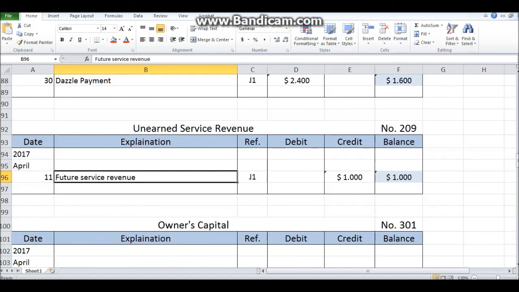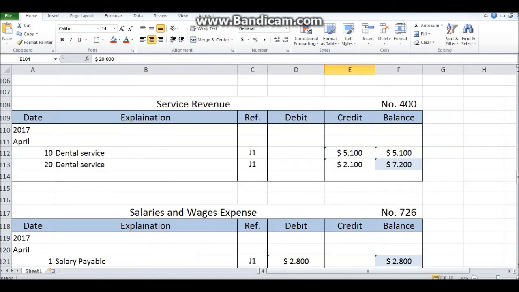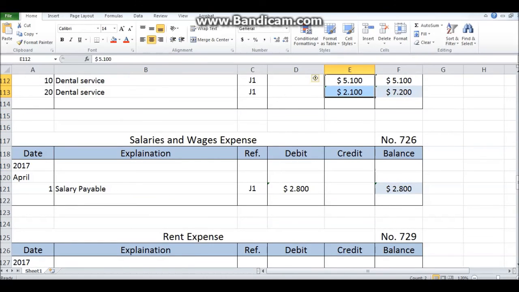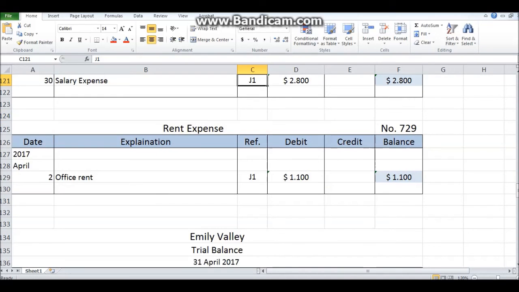they receive cash in advance but they haven't performed the service yet. Owner's capital, you have the investment in the first place, 210,000. Service revenue, you have two transactions on the 10th and the 20th. And you have salary expense, which is actually held on the 30th. Okay, so probably I'll just use this salary expense for 2,800, and you have the office rent expense.